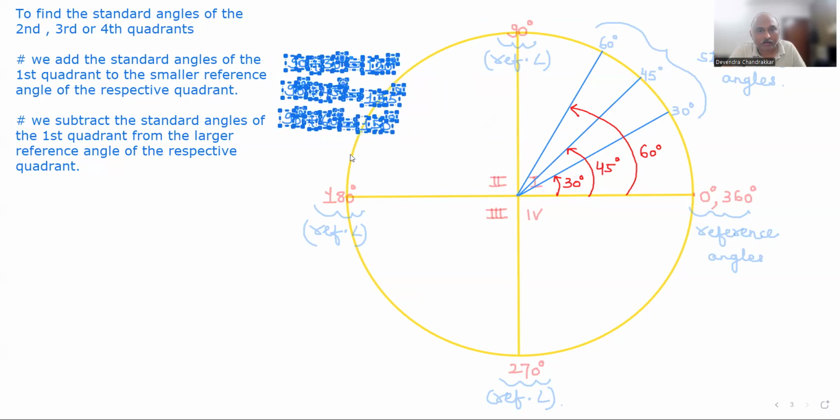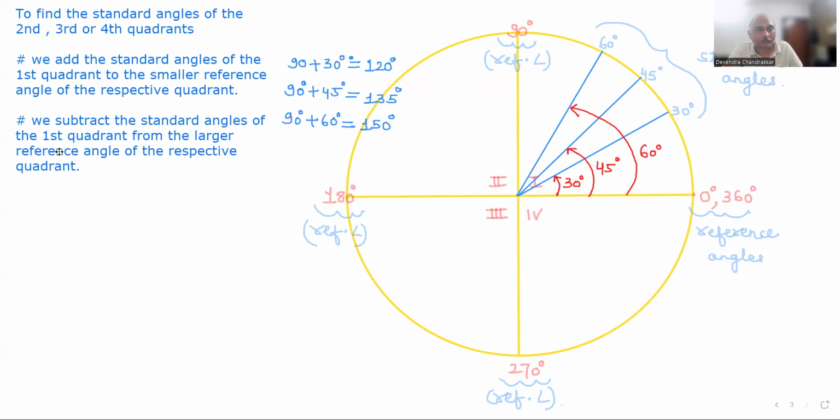You can also get these angles by subtracting the standard angles from the larger reference angle. What is the larger reference angle? 180 degrees. So when we subtract 60 from 180, we get 120. Subtract 45, we get 135. And subtract 30, what do we get? 150. I hope all of you understood this.